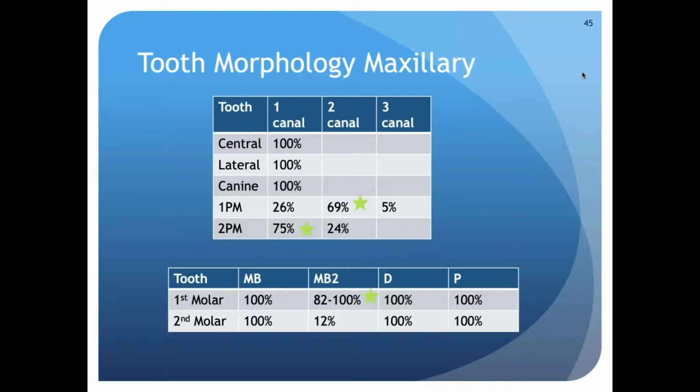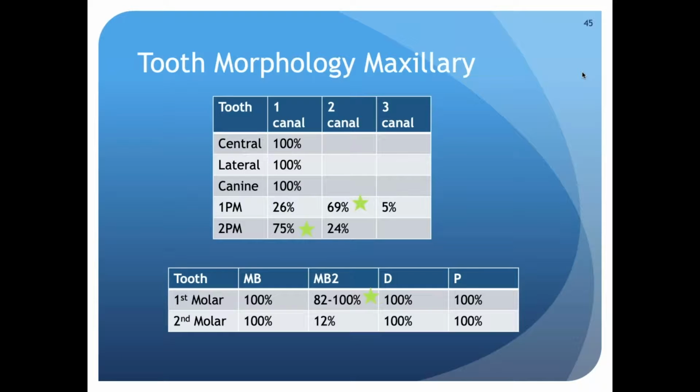So for this, I just want the big takeaways. Some of the green are some of the differences. These are really important to know, both in clinical practice and for testing purposes, to know how many canals are in different teeth. The exact percentages I don't think are super important because those can change based on the study that you're looking at.